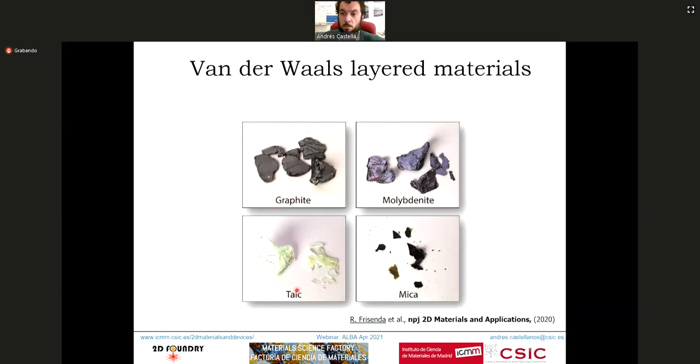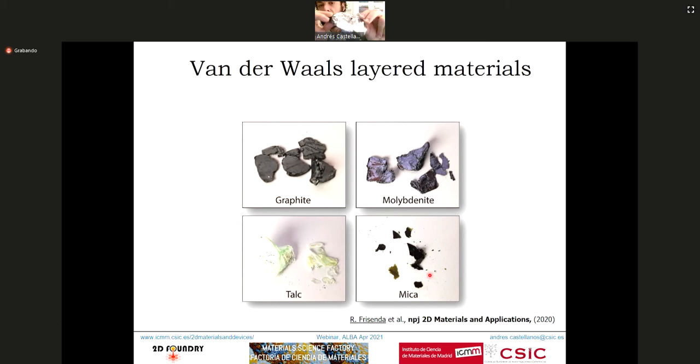By two-dimensional materials, sometimes we actually refer to a more general family of materials, van der Waals layered materials, which are very diverse. In this family you can have graphite, molybdenite, talc, mica, so materials with very different electrical and optical properties, but all of them have this appearance of flakes. I don't know if you can see it, but this is a molybdenite crystal, right?